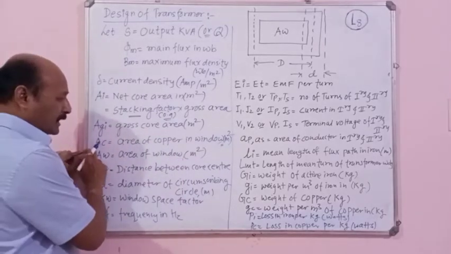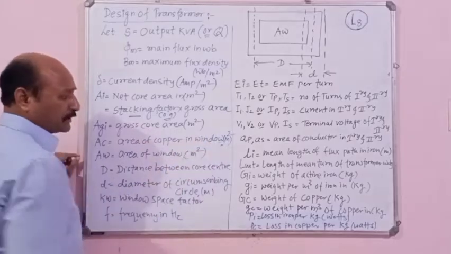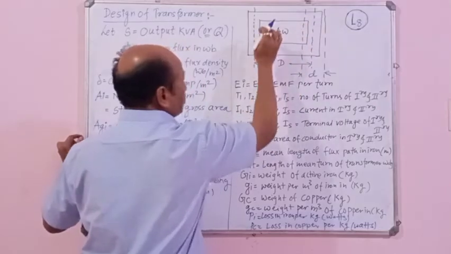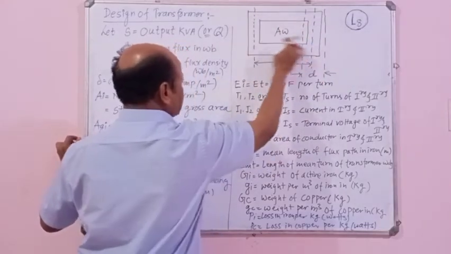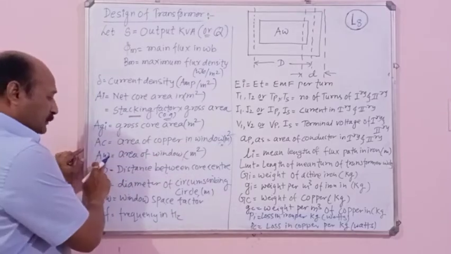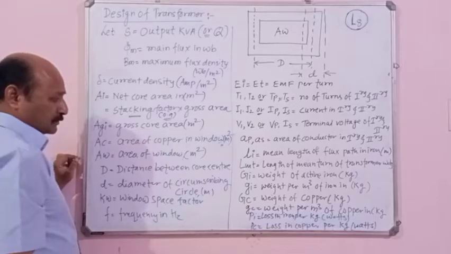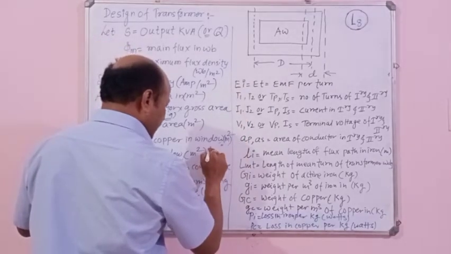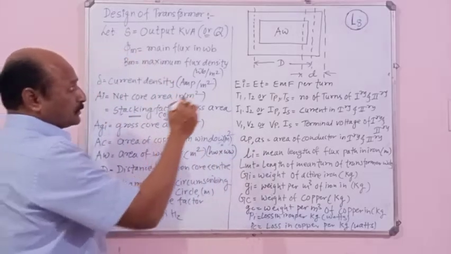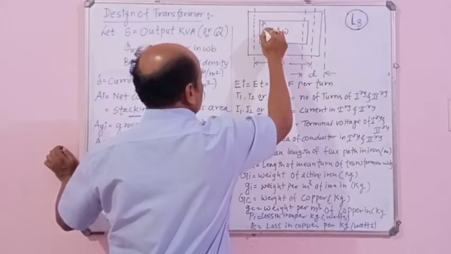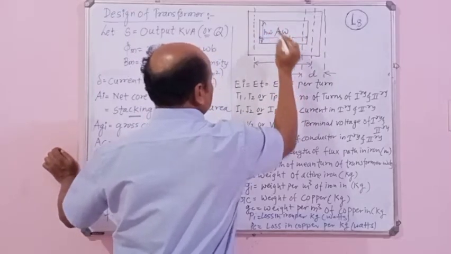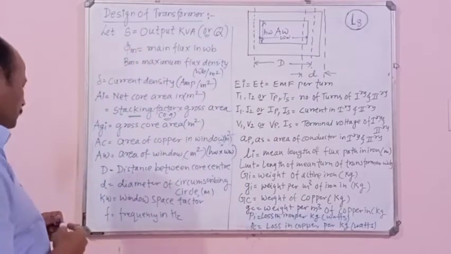Then Ac, the area of copper in the window. This one is the magnetic core and this one is the window. So Ac is the area of copper in the window. Then Aw, the area of the window. How will you write the area of the window? It is the height of the window multiplied by the width of the window. In this way you can calculate the area of the window.